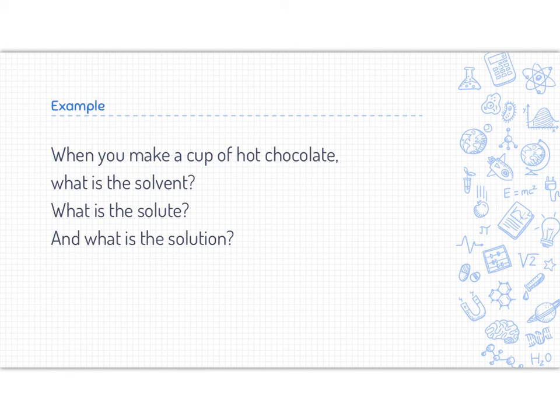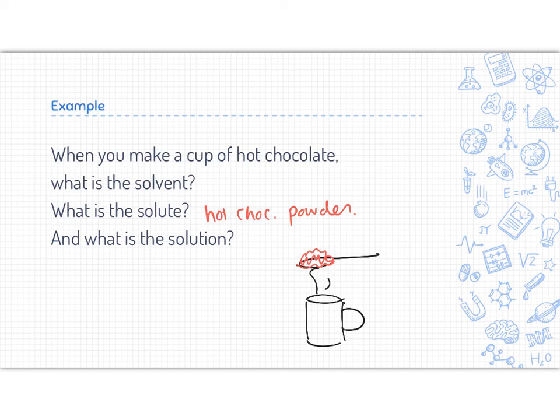So when you make a cup of hot chocolate, what is the solvent? What is the solute? And what is the solution? So if I'm making a cup of hot chocolate, I have a spoon, and on the spoon, I have my hot chocolate crystals. If you're kicking it old school here. And so the solute would be my hot chocolate powder. I'm going to dissolve those into a mug of hot water. So the solvent is the boiling water. And when I mix those two things together, the solution is my hot chocolate itself.